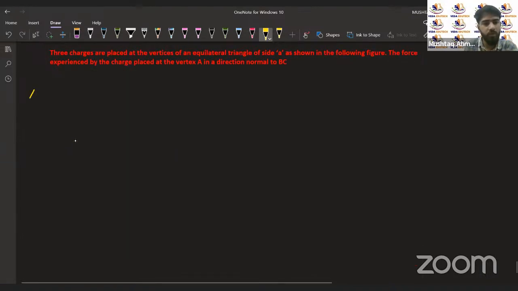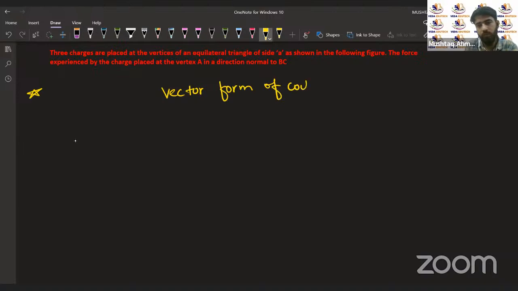So now let's discuss the vector form of Coulomb's law. We know force is a vector, and a vector always has a magnitude as well as direction. We need to define both magnitude as well as direction of a vector. One of the important points of Coulomb's law is that the electrostatic force of repulsion or attraction between the two point charges is directed along the line joining the two charges. It's always directed along the line joining the two charges.